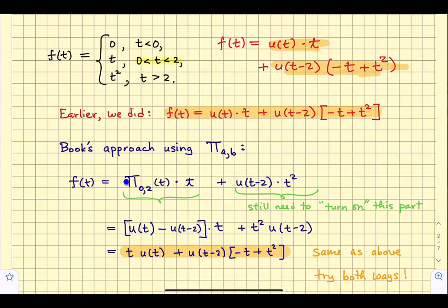Now, if you wanted to decompose this totally into unit steps, you would just use the definition. Remember, the definition of pi AB is u of t minus a minus u of t minus b, whole thing times whatever I'm turning on. So the parentheses are very important here. And when we distribute this and recollect terms, we get this, and notice this formulation, which we got from using the rectangular window function approach, is exactly the same as what we got when we did this with unit steps from scratch. So just try it both ways.